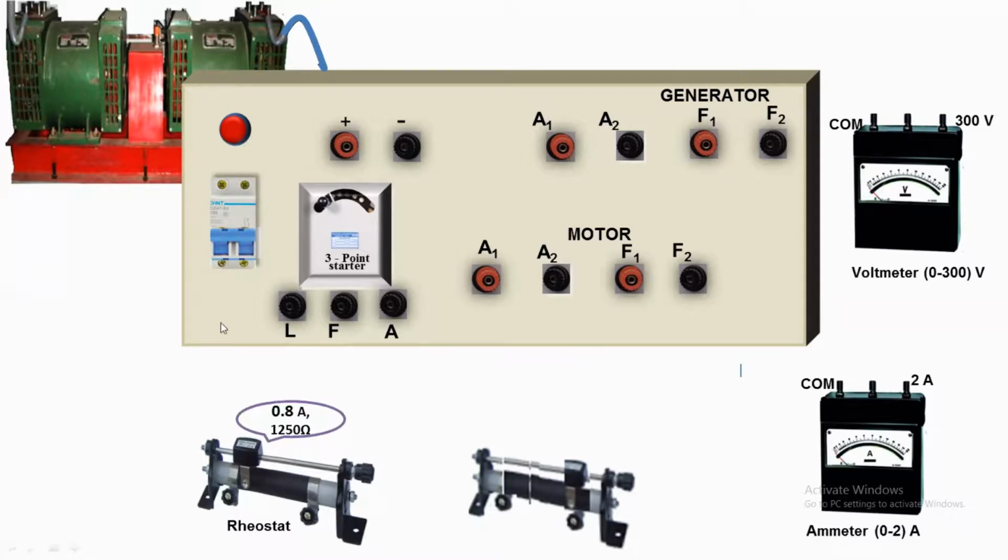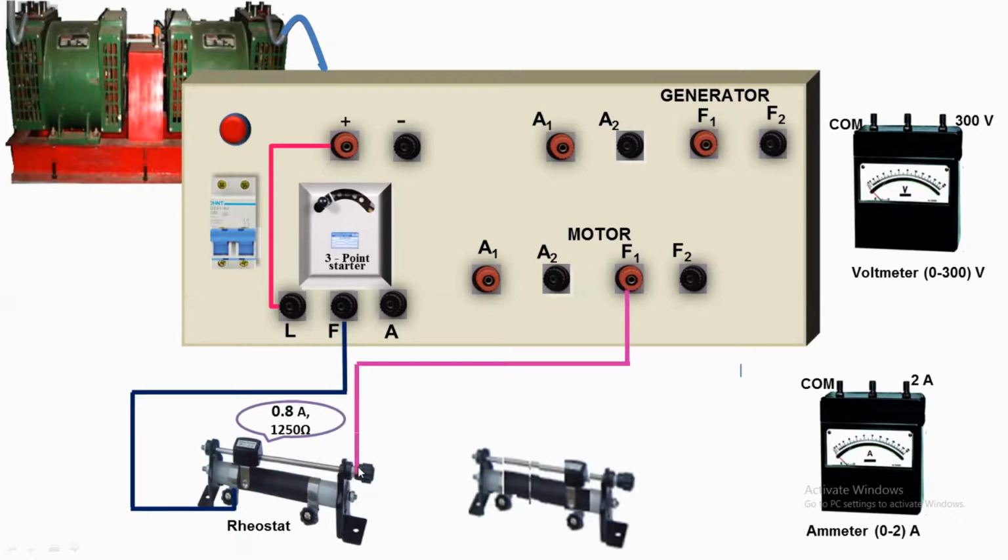First of all, connect the power supply to line, plus to starter terminal L. Then field to rheostat input. Here this rheostat is at minimum position. This point is near to the input side. Then rheostat output to F1. Then F2 to negative.